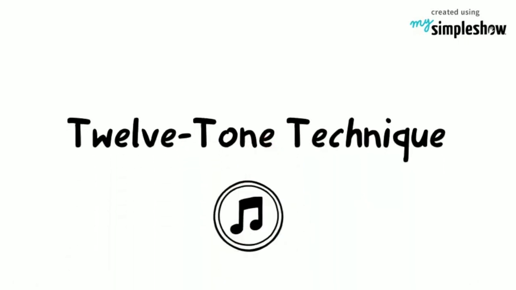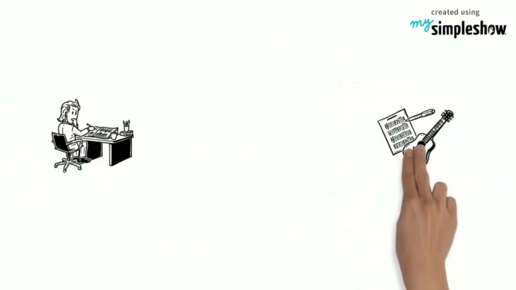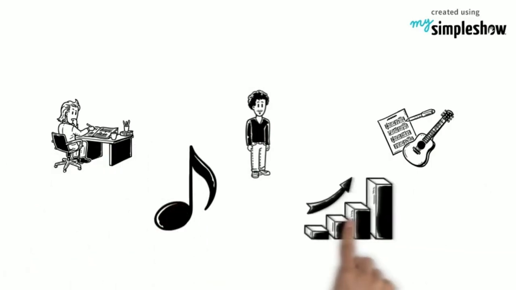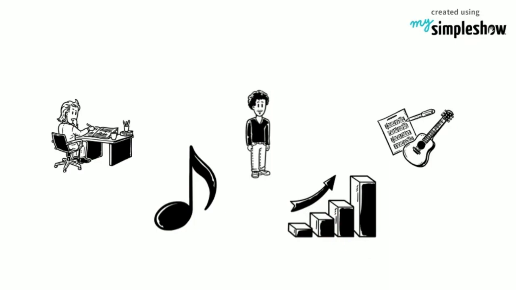12-tone music theory, 12-tone technique. Do composers like Arnold Schoenberg, Alban Berg, and Anton Webern ring a bell? If so, this video is definitely for you. Here we'll be learning about the infamous 12-tone theory technique that these composers developed in the early 20th century.